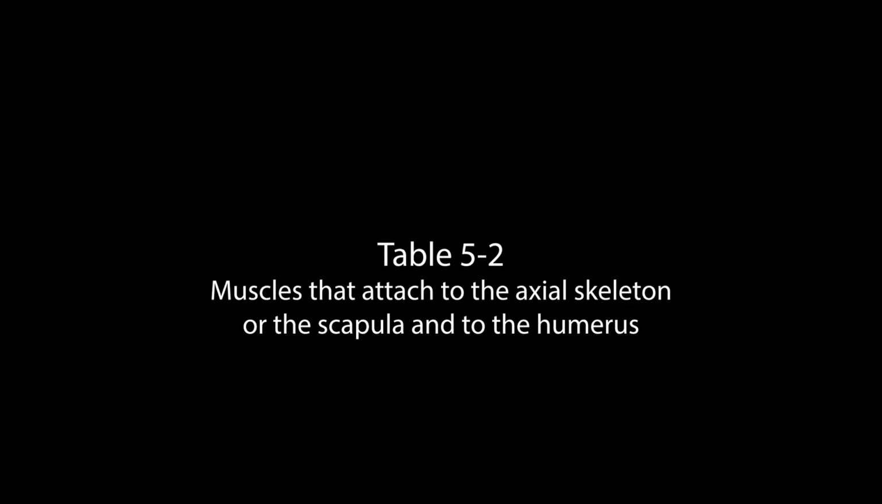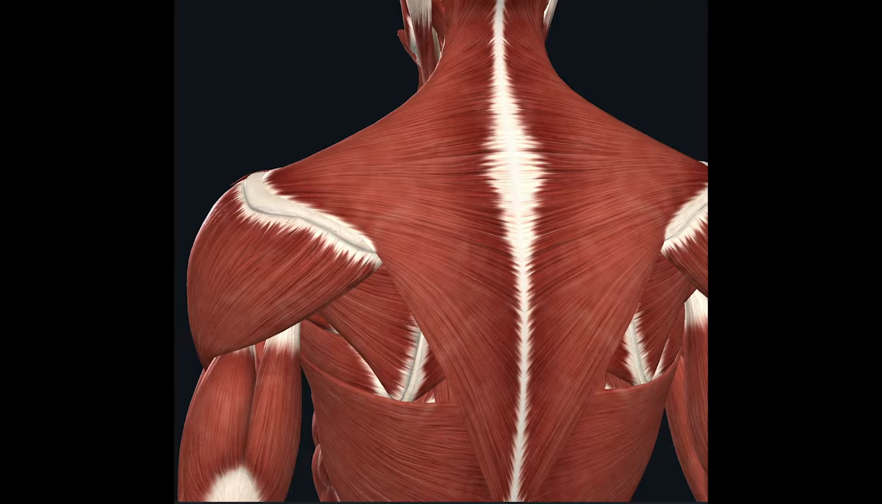So Table 5-2 covers the muscles that attach to either the axial skeleton or the scapula, and then onto the humerus. So these are muscles that will cross at some point the shoulder joint. And so they're going to have a more profound action on the direction of the arm. The first group we look at are what are called the rotator cuff muscles.